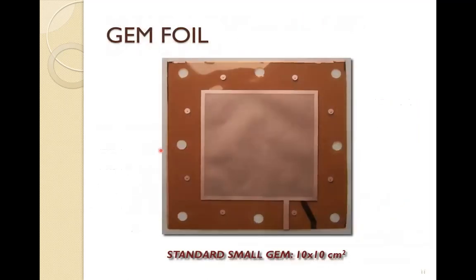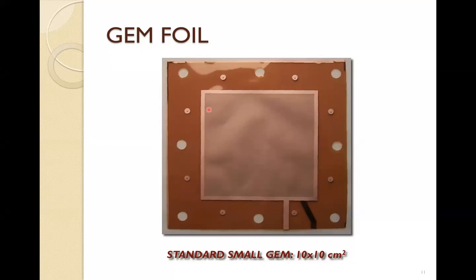So now I will show how we build small prototype gem detectors. So this is one gem foil. This is the Kapton part, and this part is the gem part, and you can see 2 copper layers are also created. So this is top and this is bottom. You can see this copper part is visible, and this is not clearly visible because this is on the other side of the Kapton, and this Kapton is 50 micron thick.